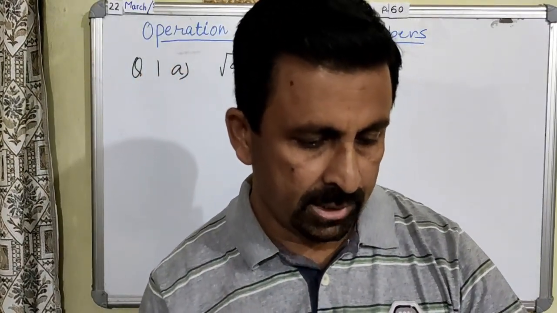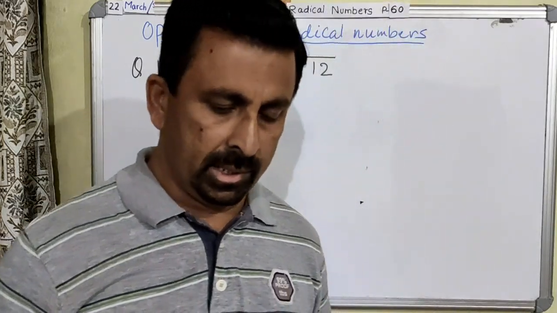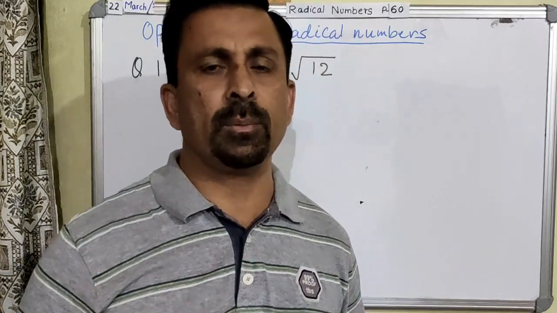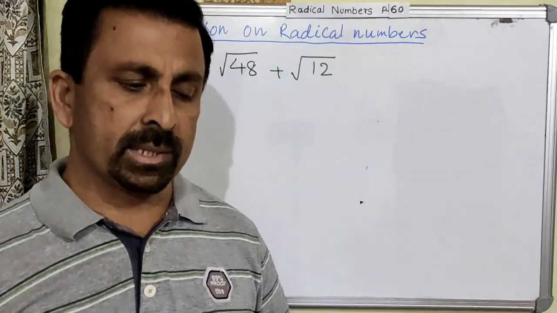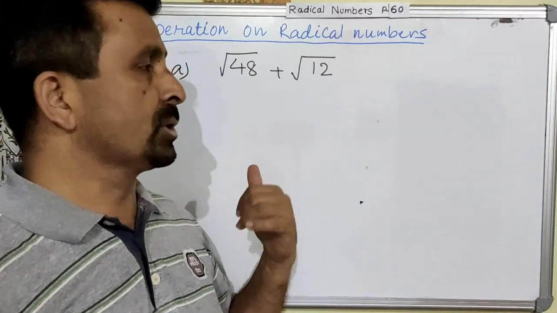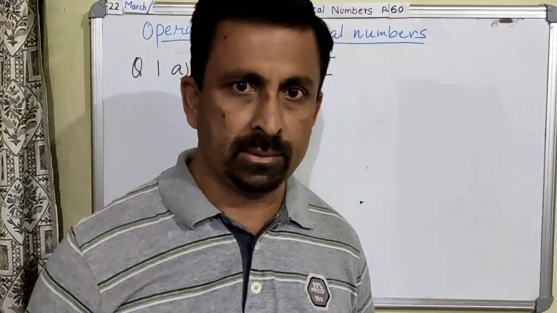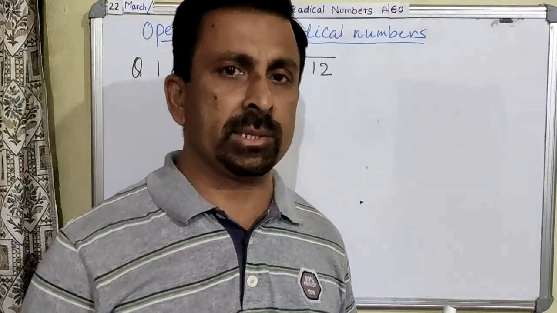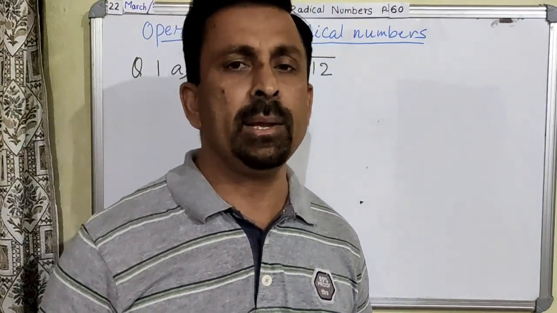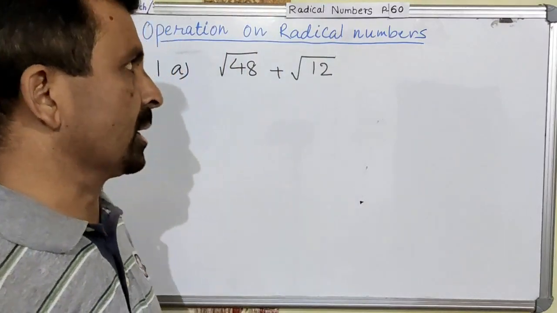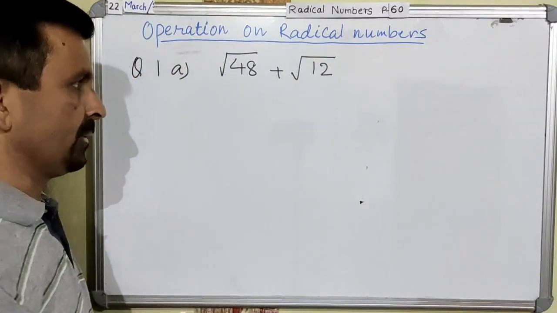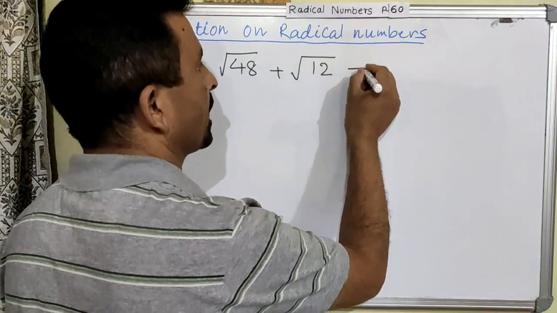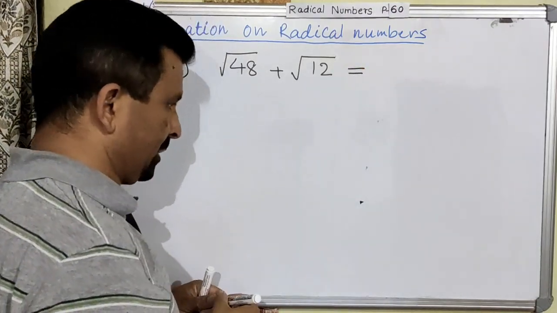Is it clear? So as I told you in the previous video, the operation of any radical question will be done in the same manner, on the same pattern, and we will use the concept of factorization. Either that factorization can be a general method factorization or it can be prime factor method. Whichever way you are comfortable, you can do, and then we can simplify. So let us begin this question. I am going to do it by general factor method.